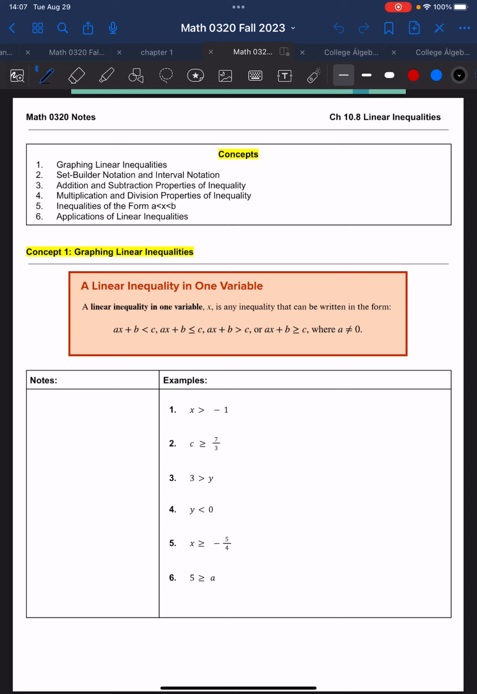So going over concept 1, graphing linear inequalities, we have that a linear inequality in one variable x is any inequality that can be written in the form ax plus b less than c, ax plus b less than or equal to c, ax plus b greater than c, and ax plus b greater than or equal to c. So all it did was take different types of linear inequalities with the variable x and show you using all the different inequality symbols.